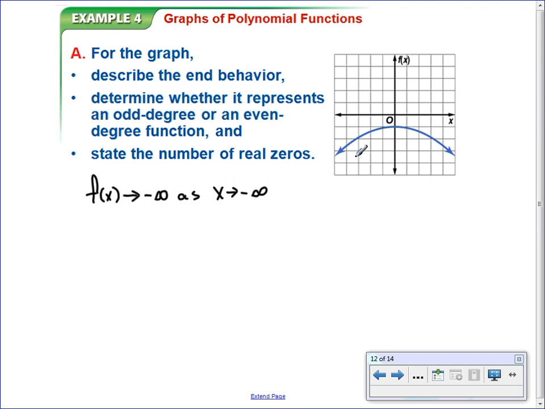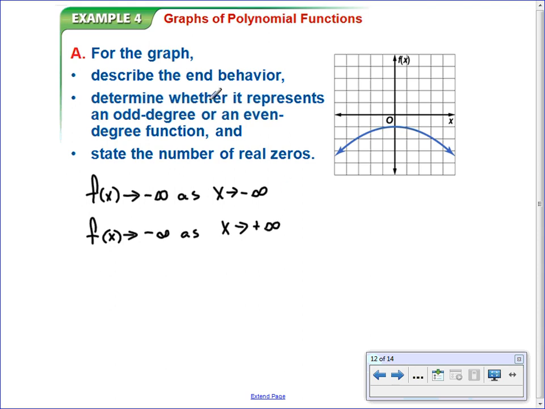Now let's take a look at this end, right here. F of x approaches. Now look over here. We're going down, so that's approaching negative infinity also, as x approaches. Now x is increasing, so that would be positive infinity.